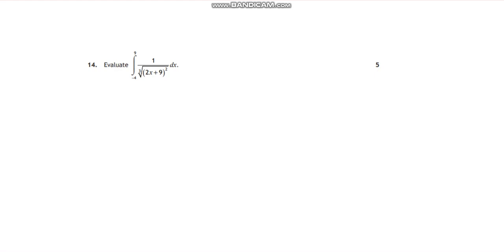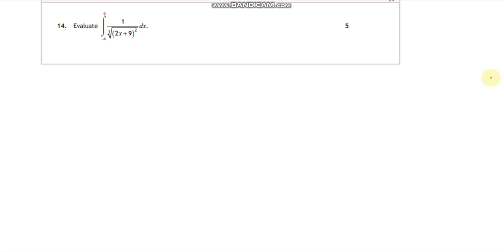Okay, question 14. Oh, quite a lot of numbers in here, but it is really just a reverse chain rule, isn't it? So let's not get too stressed about the numbers. Let's just take our time and we'll go through the process.